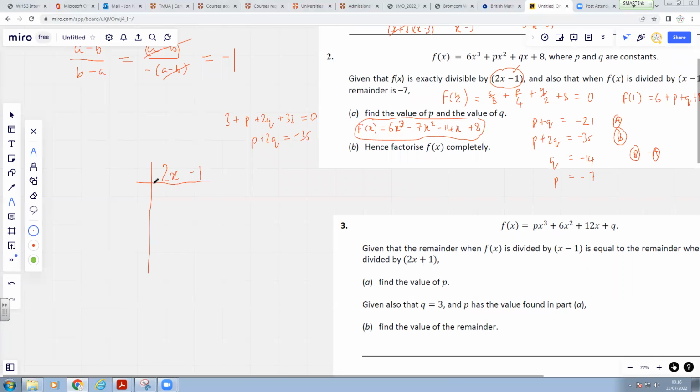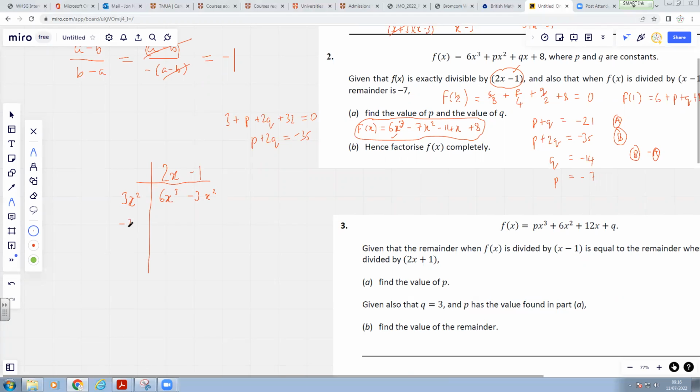I say what needs to times by 2x minus 1 to make 6x cubed minus 7x squared, and so on and so forth. Well, it must have a 3x squared in it because that will give me the 6x cubed. Lovely. I've got that term. Now, it also gives me a minus 3x squared, but I want minus 7x squared. And so I need another minus 4x squared to make the minus 7x squared.